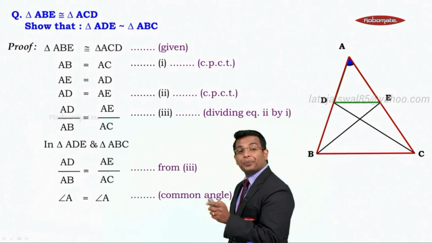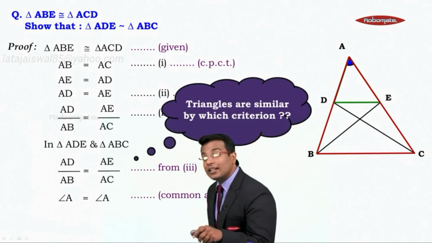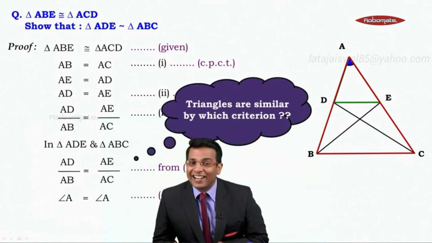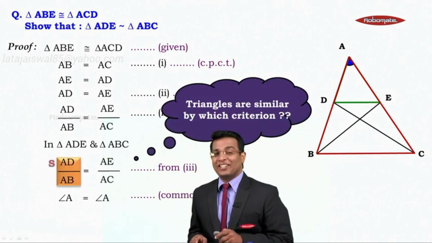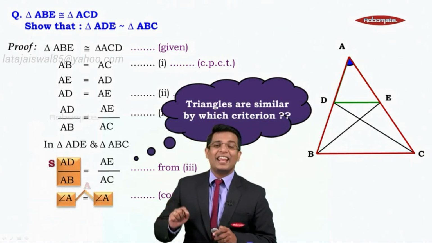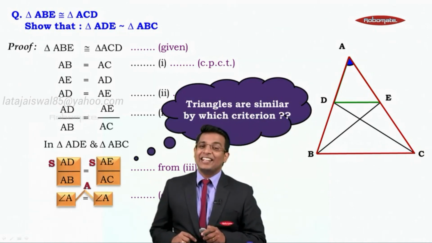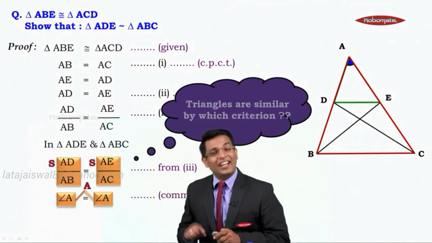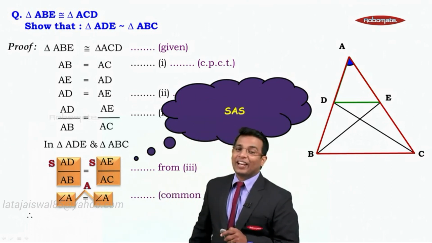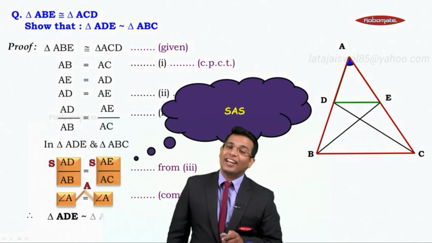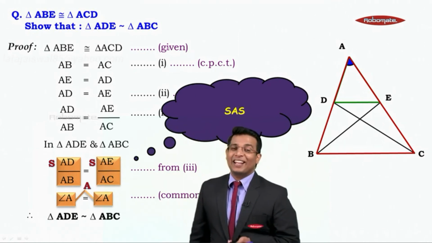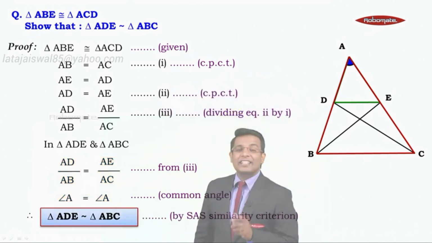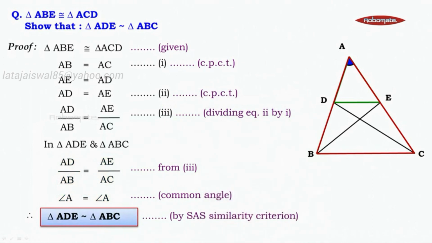So now we can say that both the triangles are similar, but by which criterion? We know they are similar to each other by the SAS criterion, side angle side criterion, right? And that is what we write there. So we write that triangle ADE is similar to triangle ABC by SAS similarity criterion, and we get the sum. It's easy.